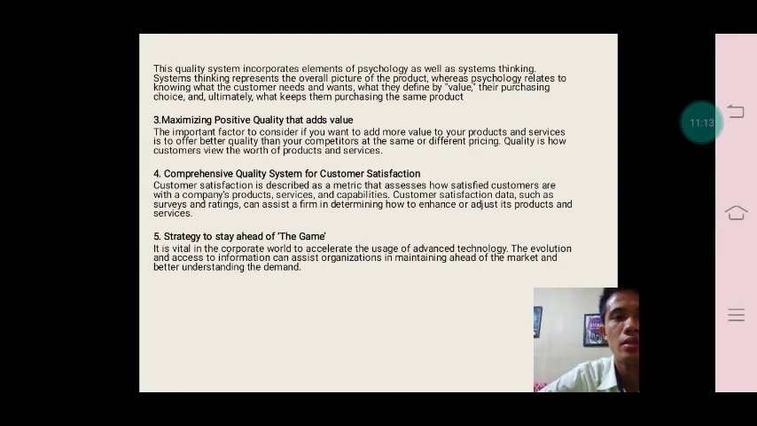So number 4, let's proceed: comprehensive quality system for consumer satisfaction. Consumer satisfaction is described as a metric that assesses how satisfied consumers are with a company's product, service, capabilities. Consumer satisfaction data such as surveys and ratings is assessed as a firm determines how to enhance or adjust its products and services.